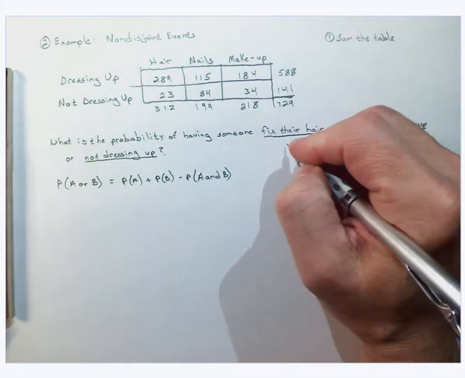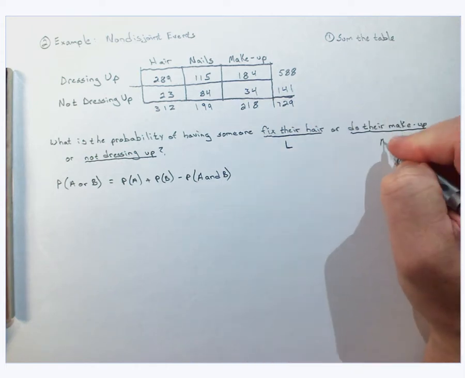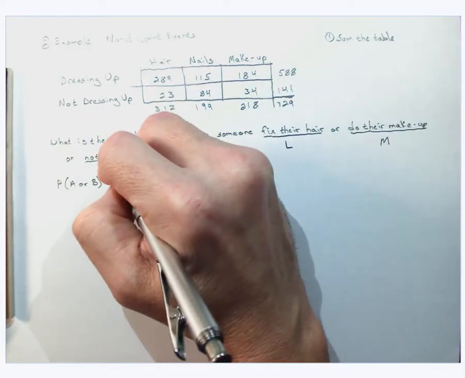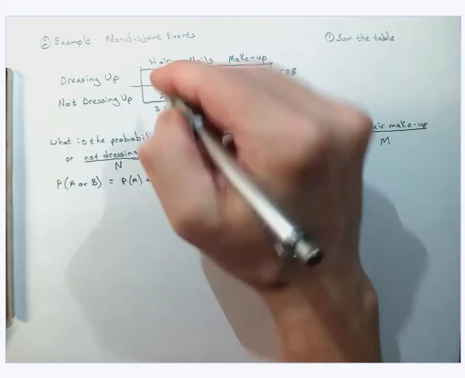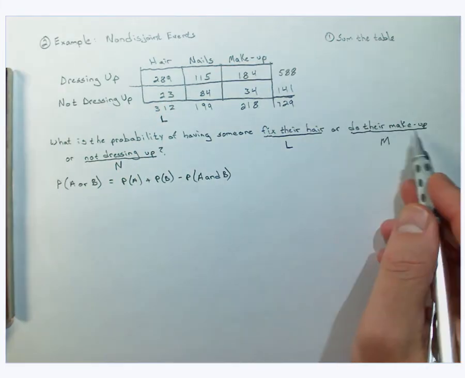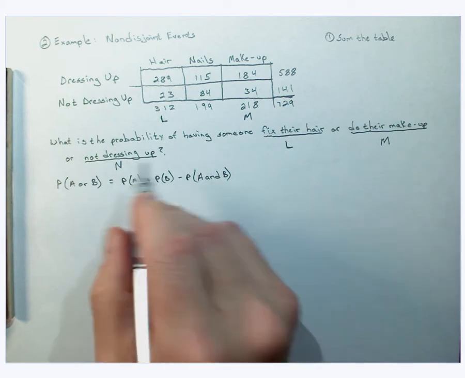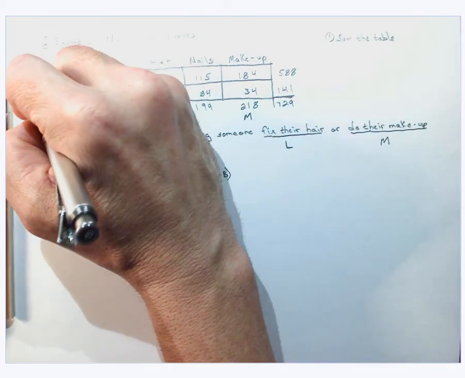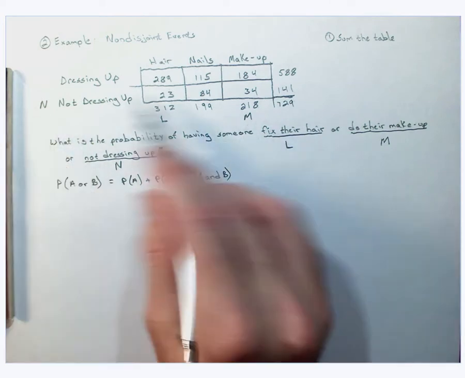So let's see here. How about we use L, M, and N. That way, all right there. So let's see, fix their hair. So hair is going to be L, and do their makeup. Makeup is M. That worked out well. And N, not, that worked out well too. Not dressing up. Okay, so those are my labels for what I'm going to do.